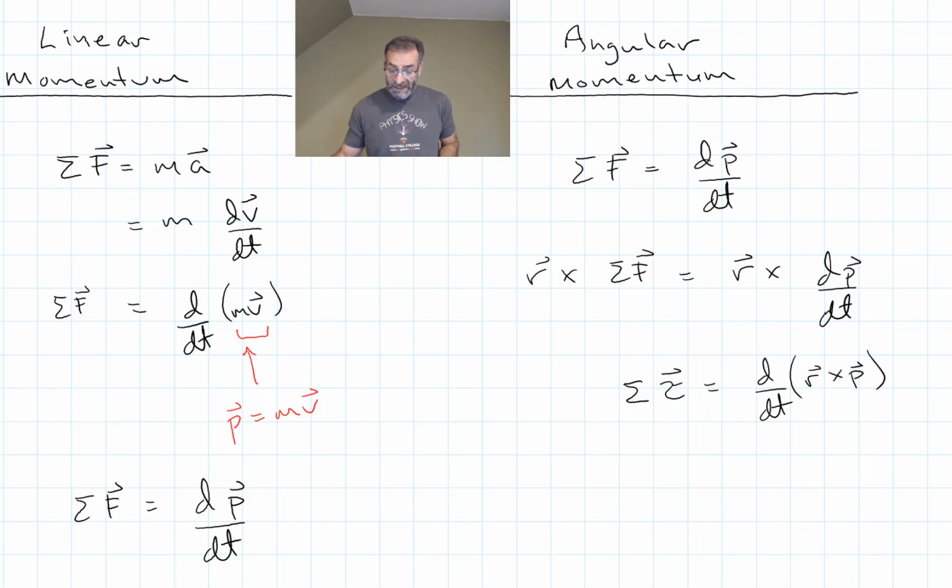And so again, we say the same thing. We say if there's no net torque acting on our system, this quantity r cross p cannot change in time. It has to be constant. And that's our angular momentum. That's one form we have for calculating angular momentum.